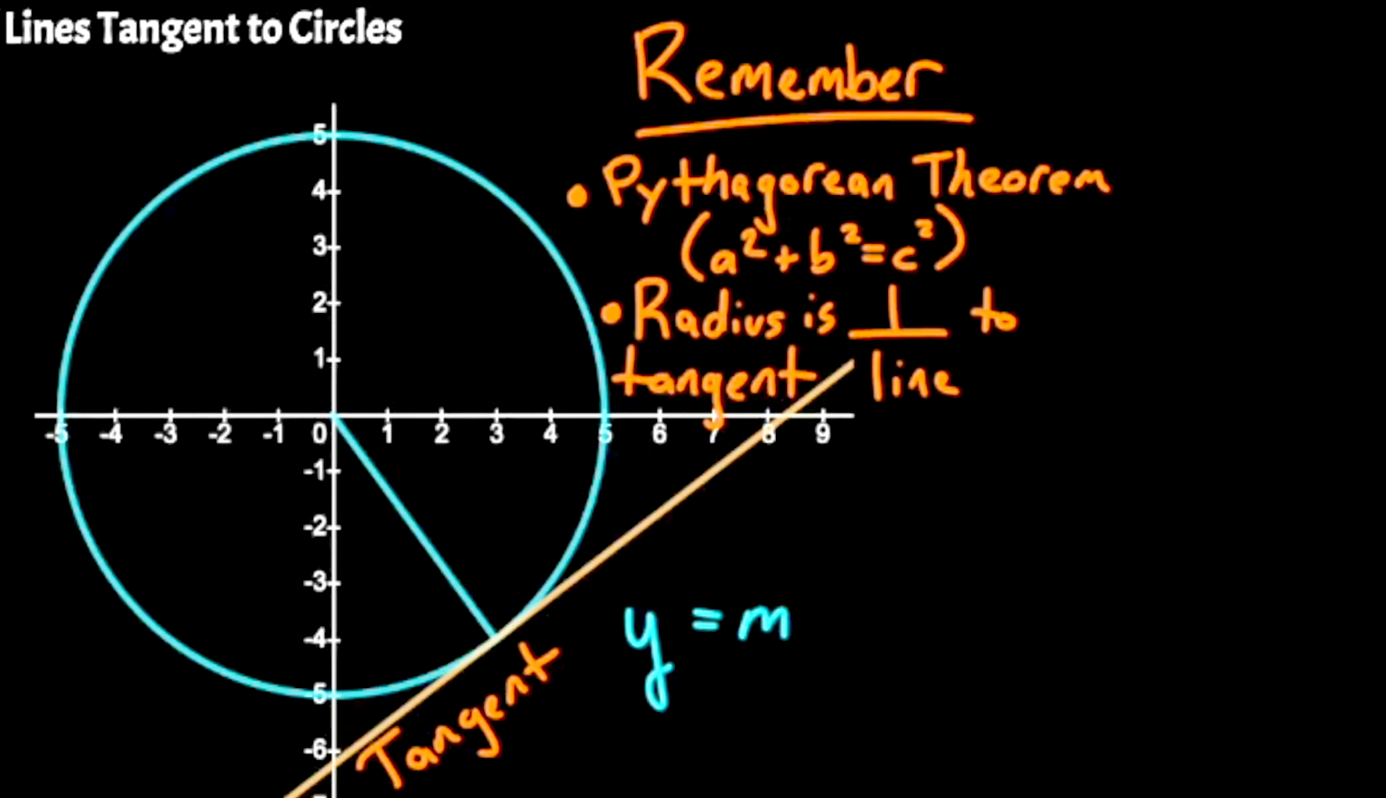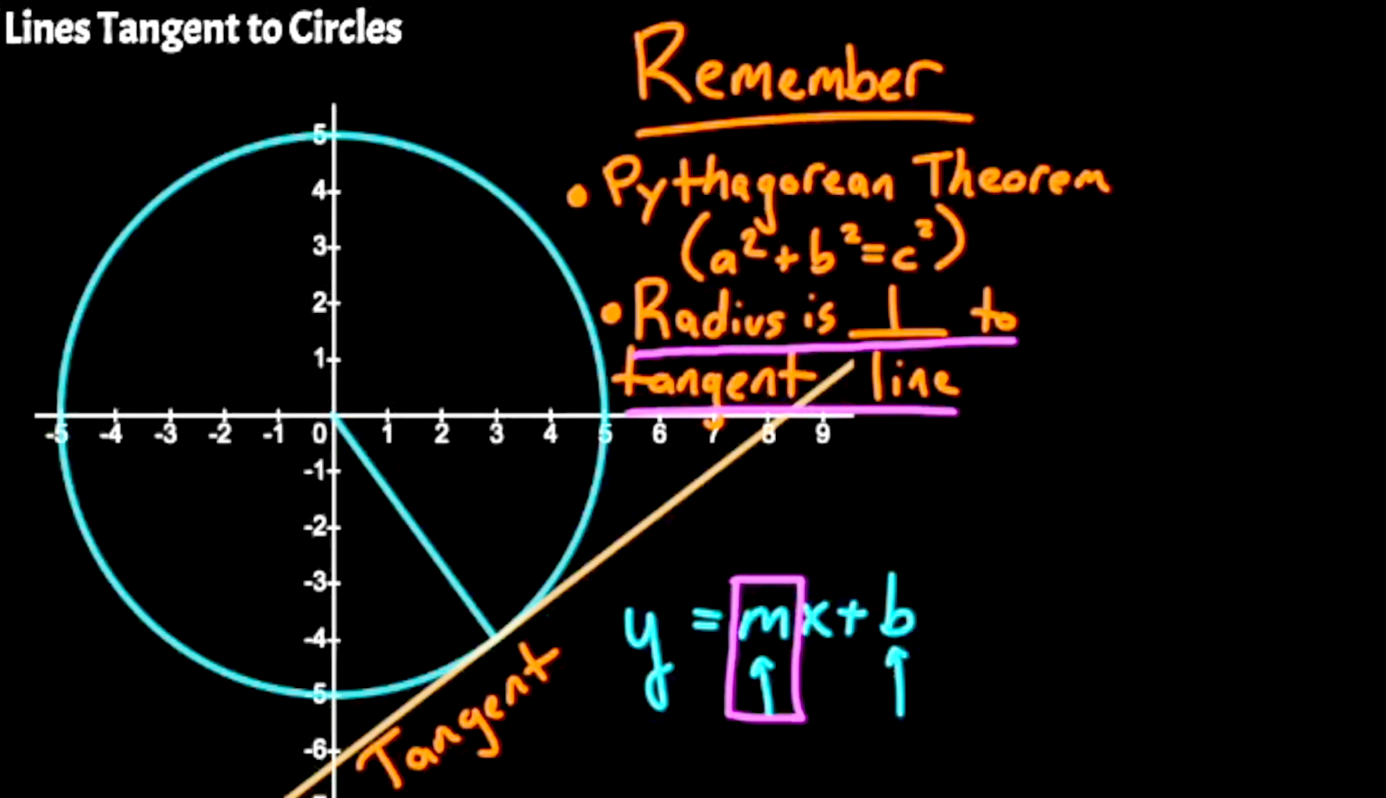Okay, so if the goal is to write the equation of the tangent line, I know that would be like y equals mx plus b. So if I wanted to write an equation like this, I would need to know the slope and the y-intercept. So for instance, if I wanted to use the slope, we're going to use this fact that the radius of the circle is perpendicular to the tangent line. And I know that lines that are perpendicular have opposite reciprocal slopes.